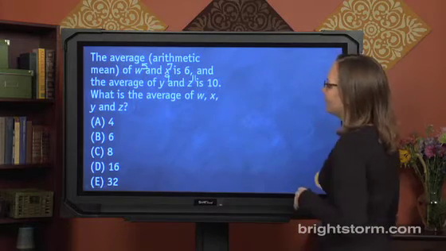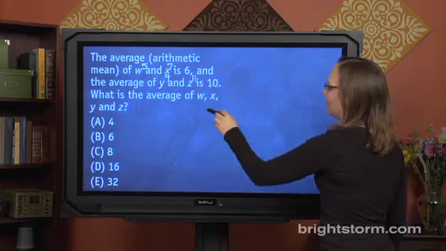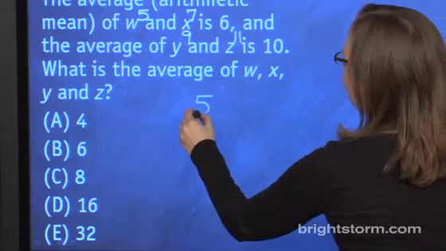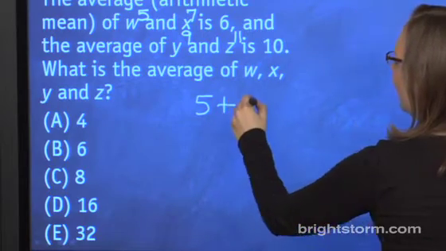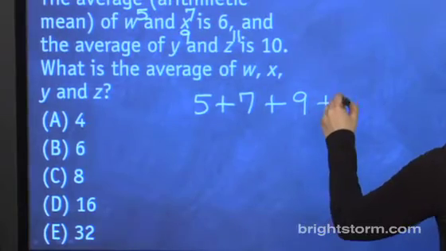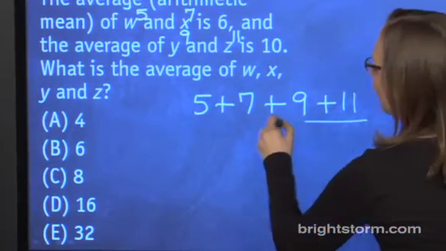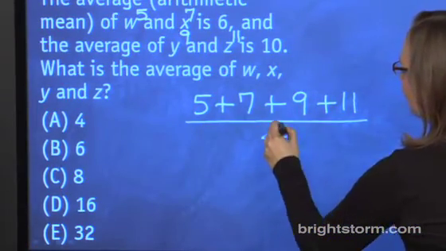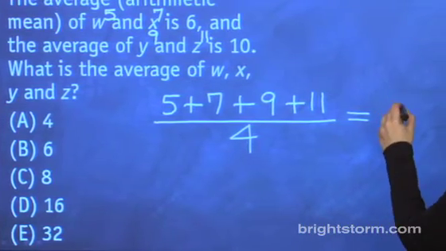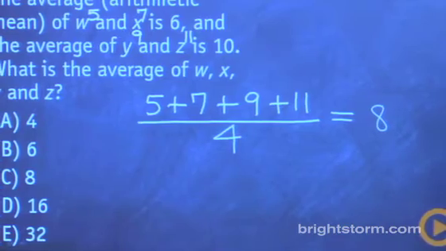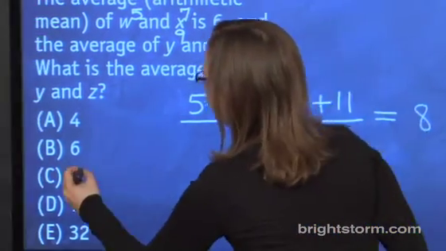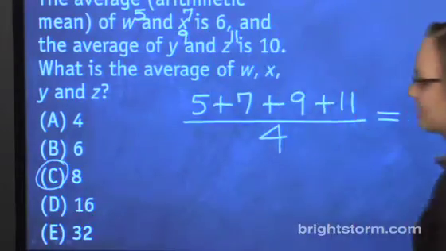So the question is, what's the average of w, x, y, and z? So what's the average of w and x and y and z? So I add them all up and divide by 4, because that's what the average is. And a calculator might help, but the answer turns out to be 8. So that's pretty easy. I'm ready for step 3, which is just finding the match. I got 8, C is 8, the answer is C.